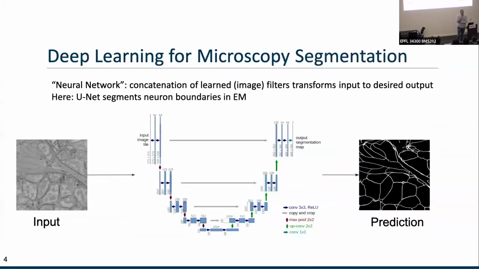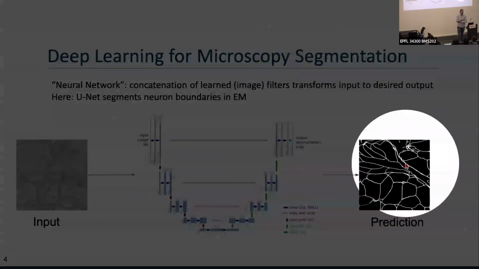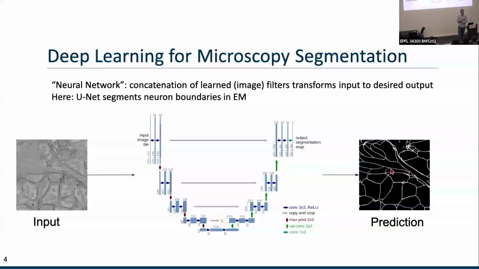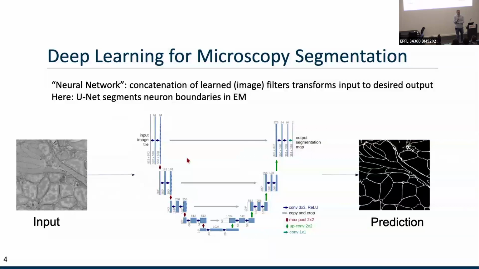Of course, the most used tools for this now are all based on deep learning. Deep learning means that we have an artificial neural network that can learn to transform an input image into the desired output. Here we see this for another example in EM, namely segmenting the cell membranes, where we have this input here and this is our desired output, the cell membranes. And this here in the middle is the famous UNet, one implementation of such an artificial deep neural network that can learn such a segmentation task.